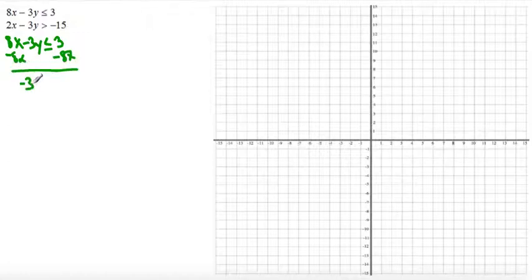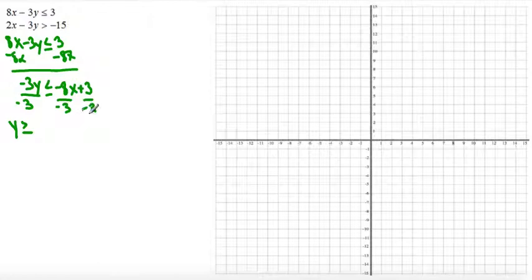So I have negative 3y is less than or equal to negative 8x plus 3, and then I have to get y by itself, so divide both sides by negative 3. So I have y is greater than or equal to, since I divided everything by a negative, my inequality symbol flips, switches to greater than or equal to, so I have negative 8 divided by negative 3 is positive 8/3 x, and 3 divided by negative 3 is negative 1.